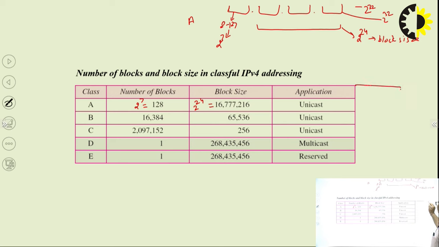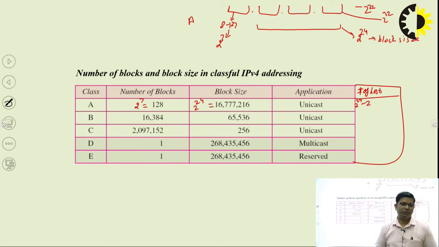Another thing is, how many hosts can be configured in class A? So that is block size 2 to the power 24 minus 2. Because the first address will be treated as a network address and the last address will be treated as a broadcast address. Okay. So the first address we cannot configure in our computer or mobile or laptop. Similarly, the last address, which is the broadcast address, you cannot configure into your mobile, laptop, desktop. So we have to subtract 2, the first and last.